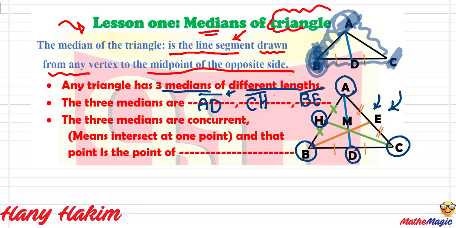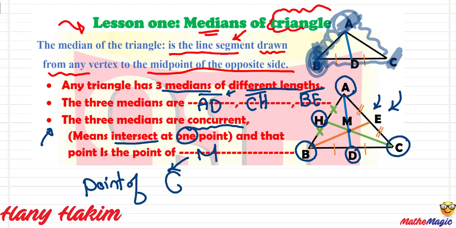As we can see, the three medians are concurrent, and the meaning of the word concurrent is that the three medians intersect at one point, which is the point where they meet, named M. So the three medians intersect at only one point, and that point is called the point of concurrence.